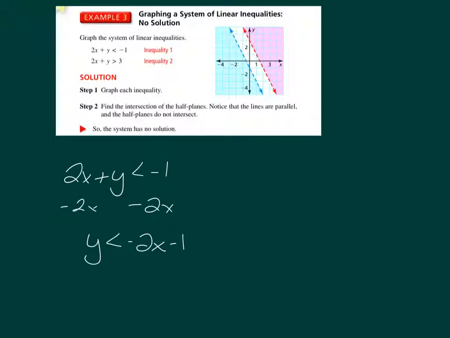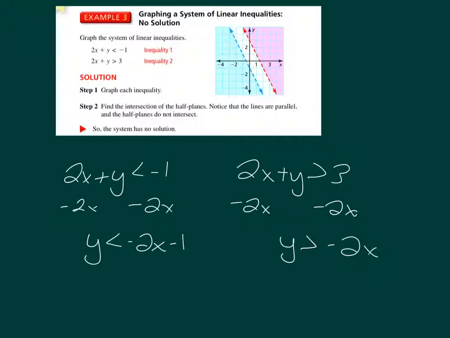And then for the red line, if I were to isolate that y again, it's 2x plus y is greater than 3. I would subtract the 2x. And I have y is greater than -2x plus 3. Again, that would be the red line that's shaded above. So even though we do have a picture here, the answer to our linear system of inequalities here is no solution because there is no overlap.